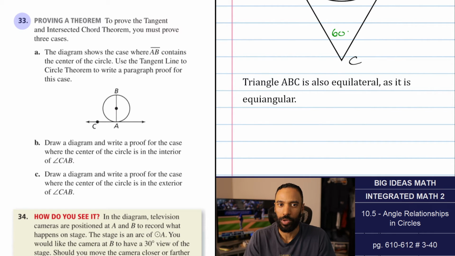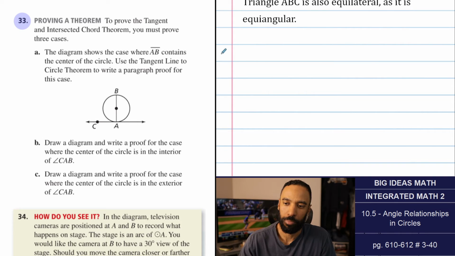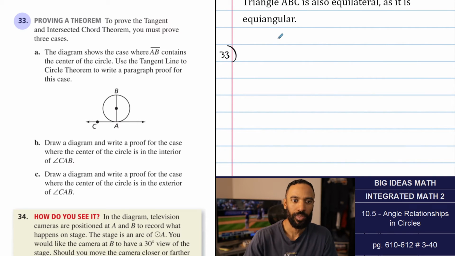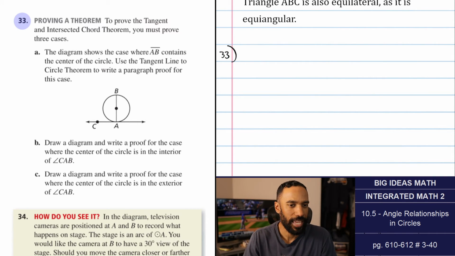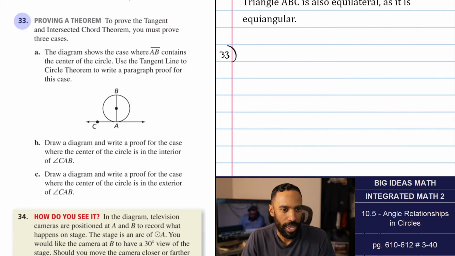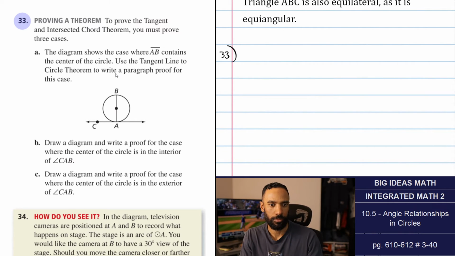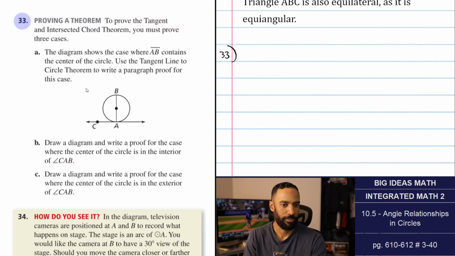Let's go to number 33. We've got to do some proofs, it looks like here, at least another proof. So 33, proving a theorem. To prove the tangent and intersected chord theorem, you must prove 3 cases. Wow. Part A, the diagram shows the case where AB contains the center of the circle. Use the tangent line to circle theorem to write a paragraph proof for this case.